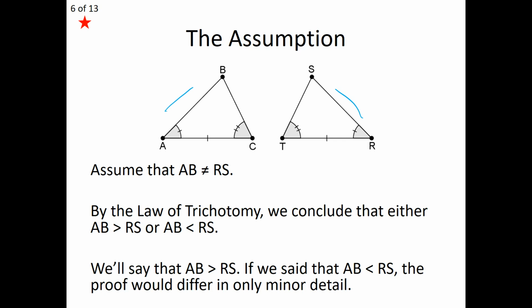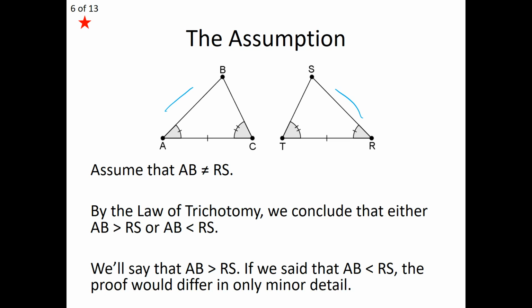So again, we're jumping into our indirect method. What does this say if we then assume that AB is not equal to RS? This says then, by the law of trichotomy, one of those sides must be greater than the other. So we have two conclusions: either AB is greater than RS or AB is less than RS. Now here's the thing about this proof. We're going to stick with the first, with AB being greater than RS.